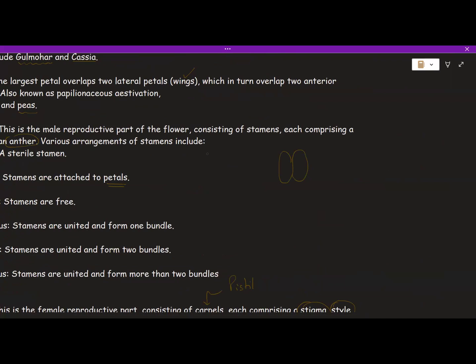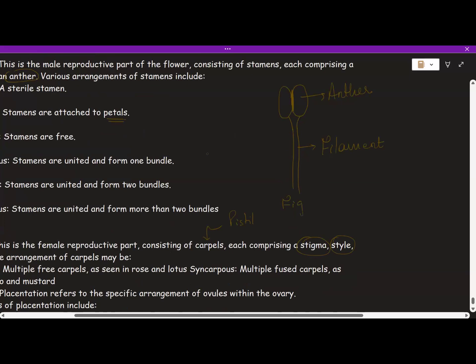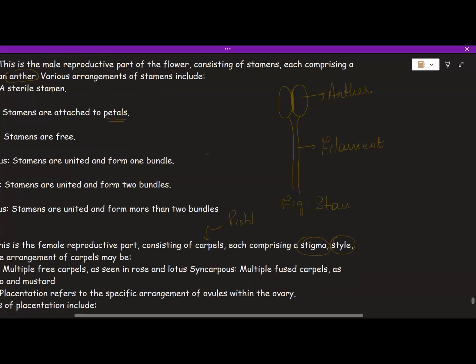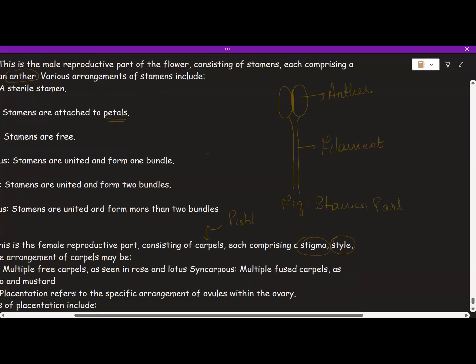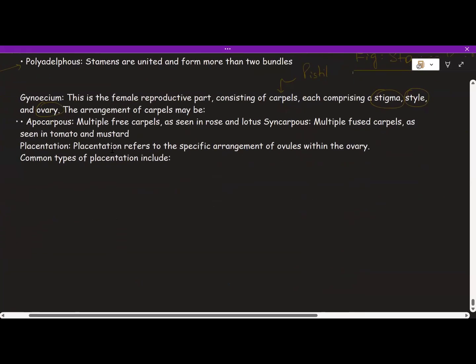A bilobed structure, which is called the anther, is present, and so this is the anther, and this is the filament. What I've drawn is the stamen or stamen parts. Is it clear? This is how the stamen looks. Any doubts, students? No, ma'am.